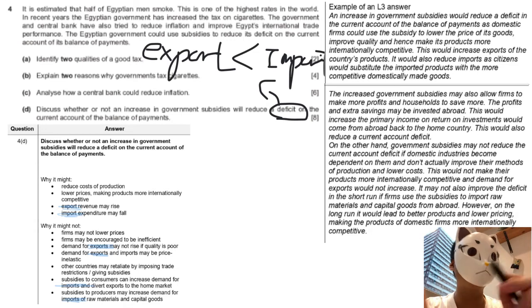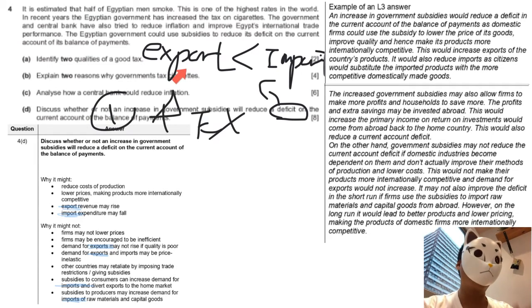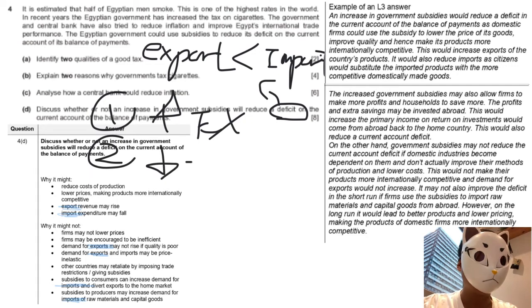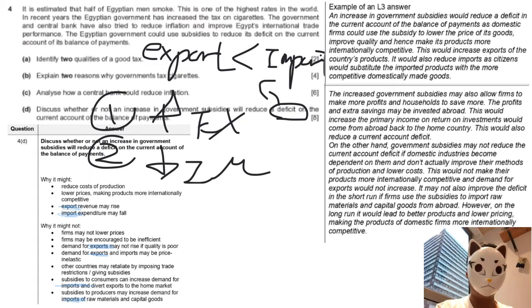So what we're going to do to reduce the deficit, there are two ways. Number one is to raise the export, because right now export is less than import. Number two is to reduce the import. Either way, or you may combine them both, will help the country to reduce the current account deficit.